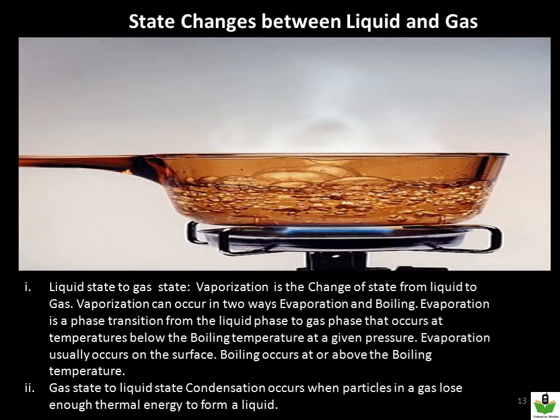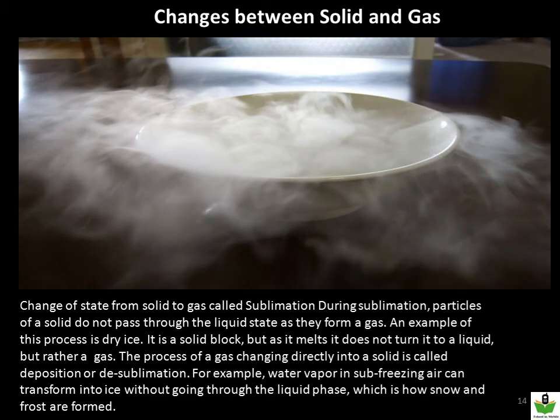Change of state from gas to liquid is known as condensation. Condensation occurs when particles in a gas lose enough thermal energy to form a liquid. Now we move to changes between solid and gas. Change of state from solid to gas is called sublimation. During sublimation, particles of a solid do not pass through the liquid state, as they form a gas.